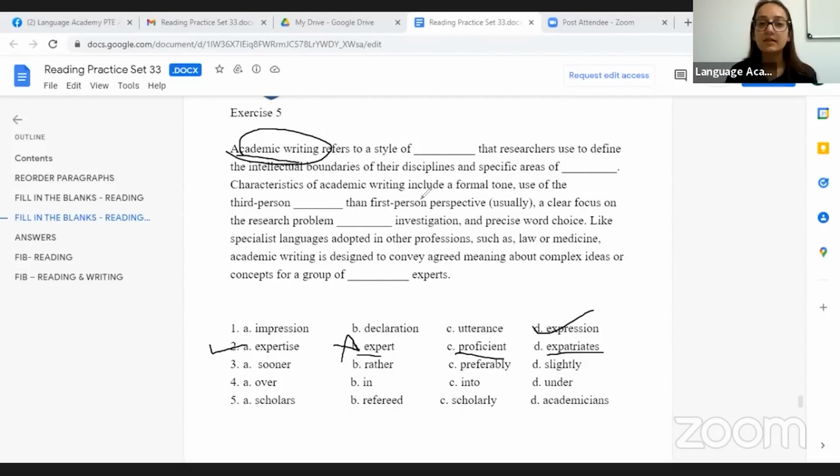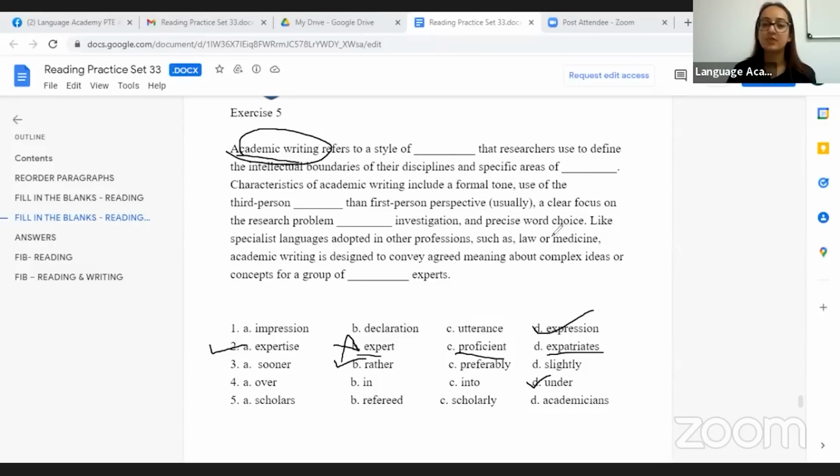Characteristics of academic writing include a formal tone, use of the third person dash than first person. So rather than is an easy collocation, a conjunction here, rather than first person perspective. A clear focus on the research problem dash investigation. If you think about what word we use with investigation, we must have heard, this case is still under investigation. So we use under and investigation together. We don't say into investigation, under investigation.